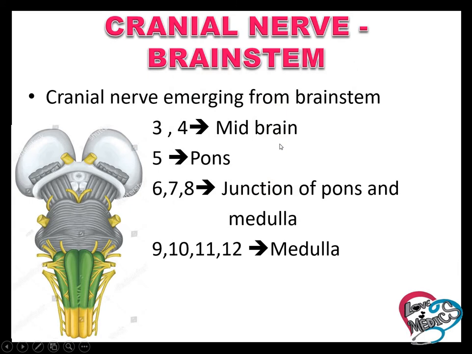Cranial nerves emerge from the brainstem. The third and fourth cranial nerves emerge from the midbrain. The fifth cranial nerve emerges from the pons. The 6th, 7th, 8th cranial nerves emerge from the junction of the pons and medulla oblongata. The 9th, 10th, 11th, 12th cranial nerves emerge from the medulla oblongata.